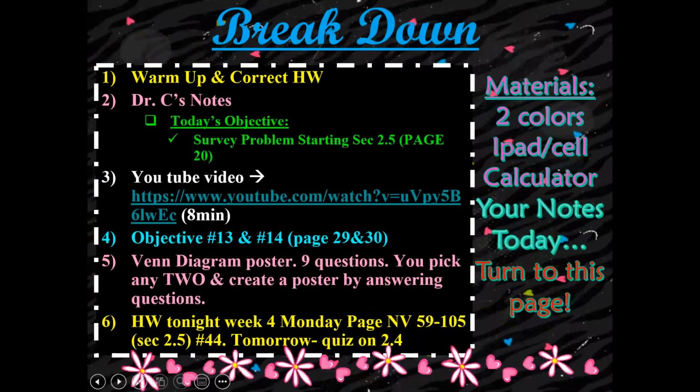Today, we're going to talk about survey problems, which is section 2.5. There is a YouTube video, about 8 minutes, that summarizes today's notes as well. We're going to continue on with objectives number 13 and 14 on pages 29 and 30. And then lastly, you're going to create a Venn diagram poster with the 9 questions that were given to you guys last class. You're going to pick any 2 and create a poster by answering the following questions.